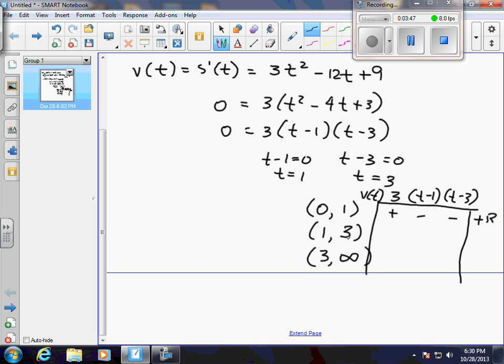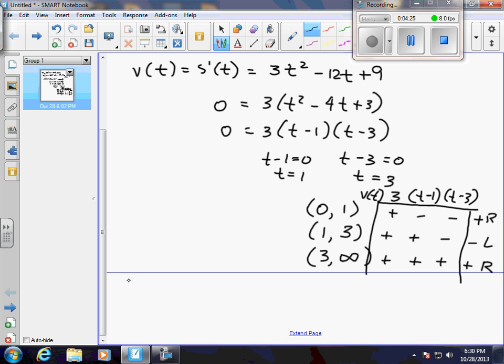In the interval 1 to 3, I pick a number, 2. 3 is positive. 2 minus 1 is positive. 2 minus 3 is negative. When you multiply those together, you get a negative. So it's moving to the left in that interval. And then you check the last interval, same way, pick a number like 6, and you will find that all factors are positive, therefore it's moving to the right.